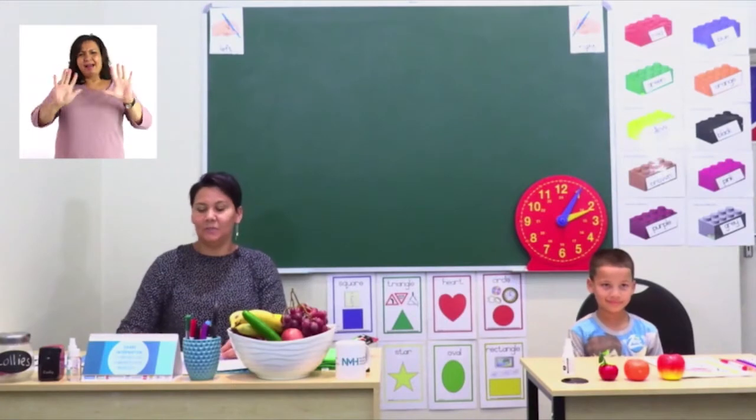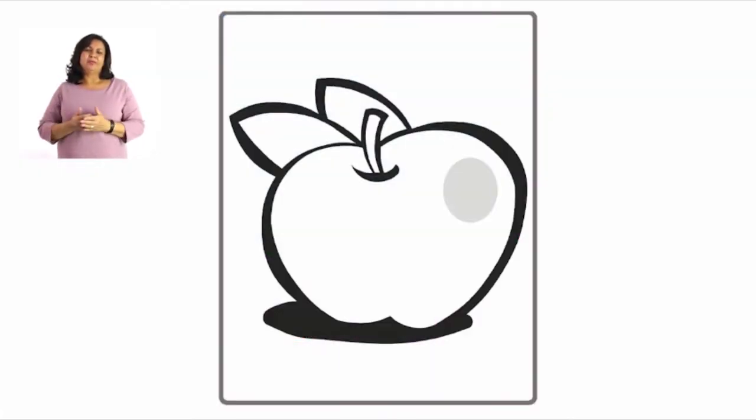You may also turn to page 9. There is a lovely, lovely exercise on page 9, and that is an apple. Remember, an apple can be red, green, or yellow.